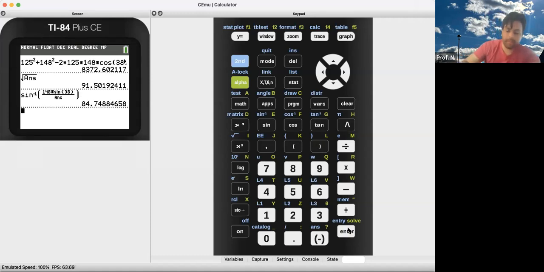That gives me the previous answer, and my previous answer is what I want to place there. And then when I plug it in, I get exactly what Tiffany got, which is theta is 84.7488... and then round to 2 decimal places. So 84.75 degrees would be the answer.